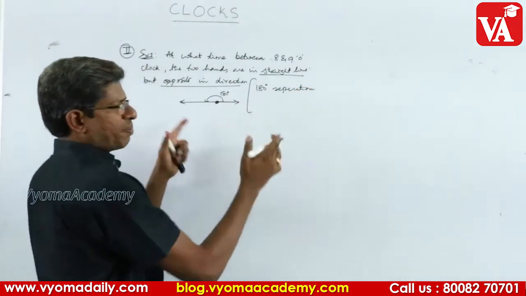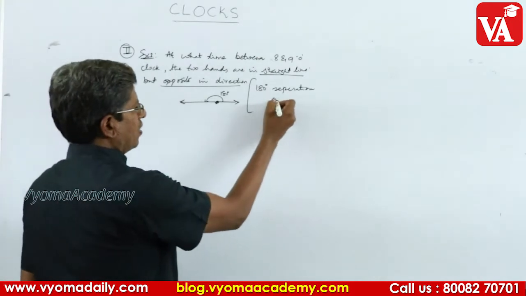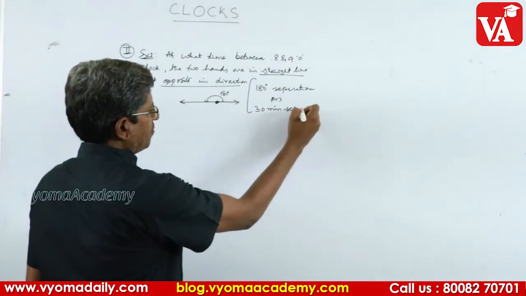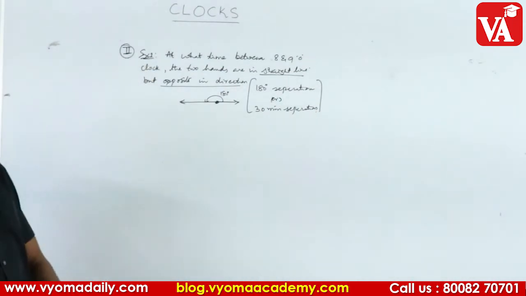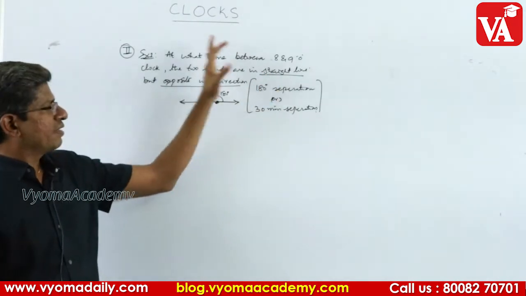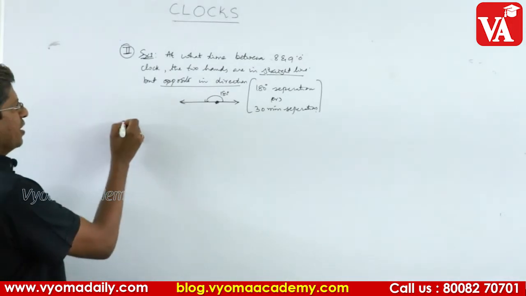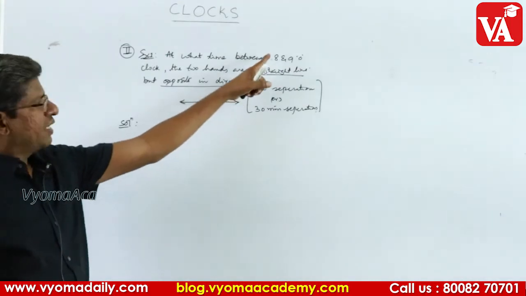The two hands are separated by how much angle? 180 degree separation. Or you can also understand how much separation? 30 minute separation. The separation is also 30 minutes. The question can be asked either this way or this way or this way. The answer will be the same once you understand this. Now let me quickly tell you the solution for this question.